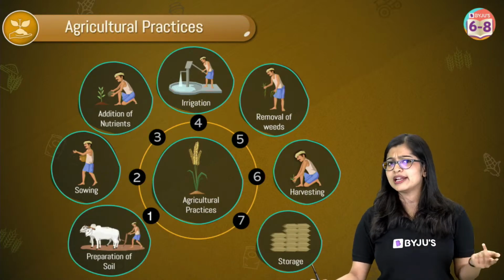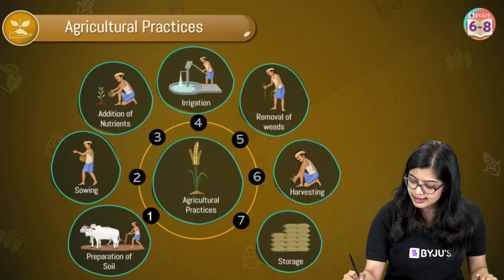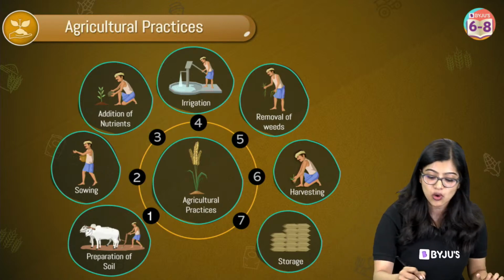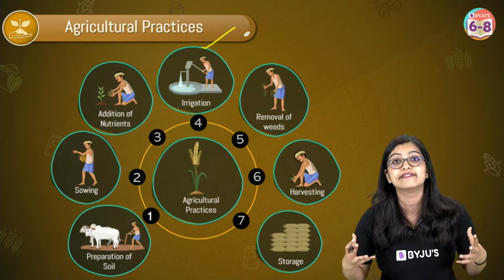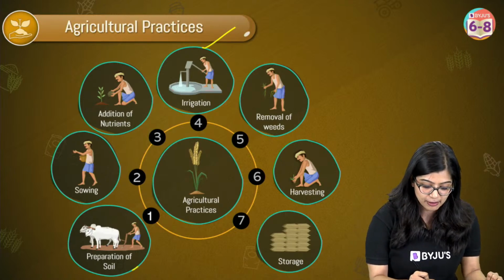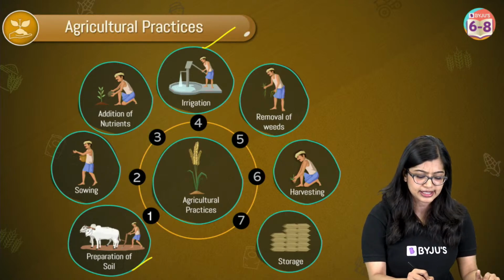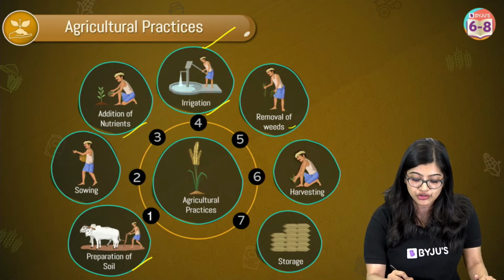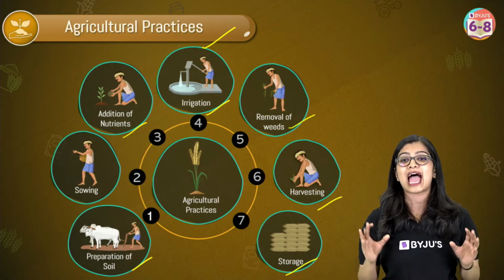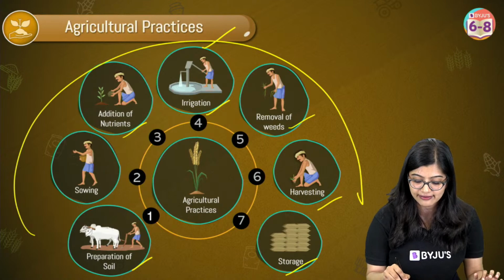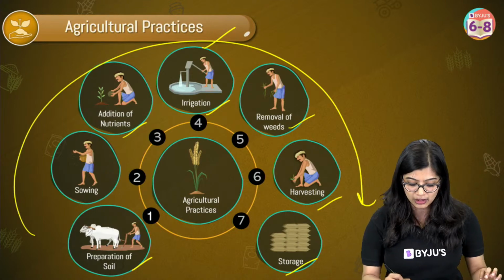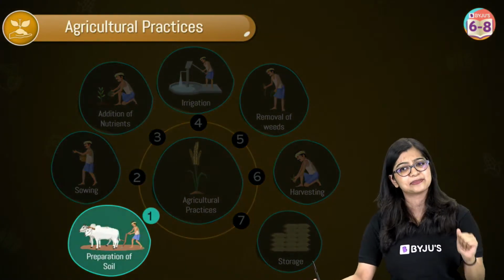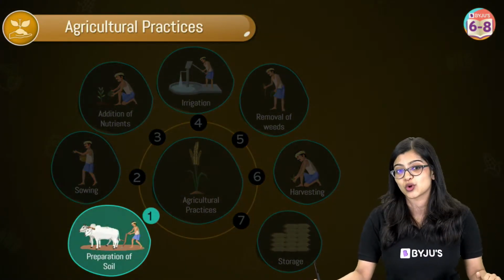So if I were to quickly define agricultural practices, they are nothing but the activities or the tasks that a farmer would do in order to cultivate the crops. And we have preparation of soil, sowing, addition of nutrients, irrigation, removal of weed, harvesting and storage, which are the 7 steps that are there. But of course, in our class today, we will be looking at the first step and a very simple step, that is preparation of soil.